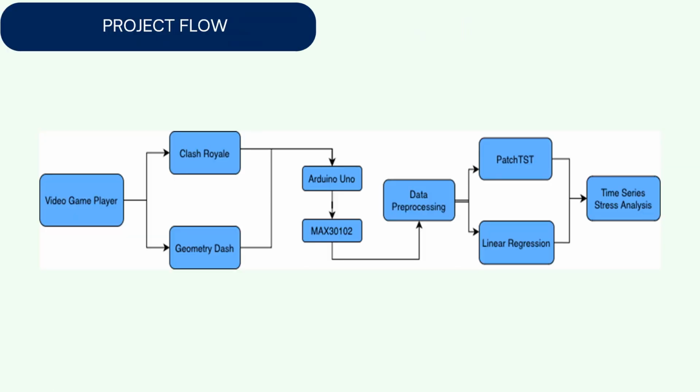The multiple activities conducted throughout our study have been visualized diagrammatically in this flowchart. Our video game player plays two games, namely Clash Royale and Geometry Dash. The data is then passed to our MAX 30102 sensor via our Arduino UNO board. The heart rate data is then pre-processed and sent to our patch-TSD model and linear regression model, after which the time series stress analysis is conducted.